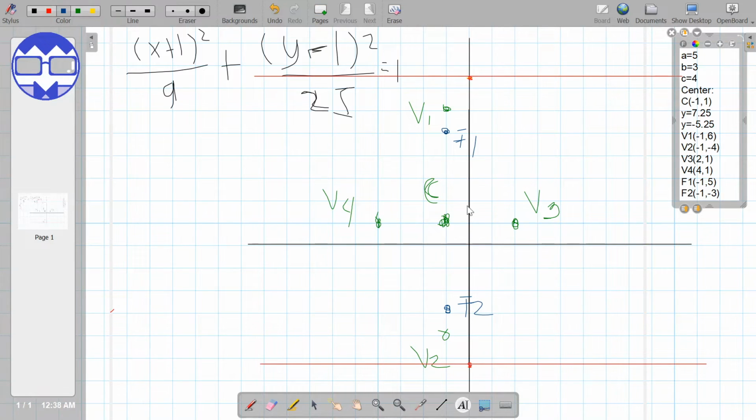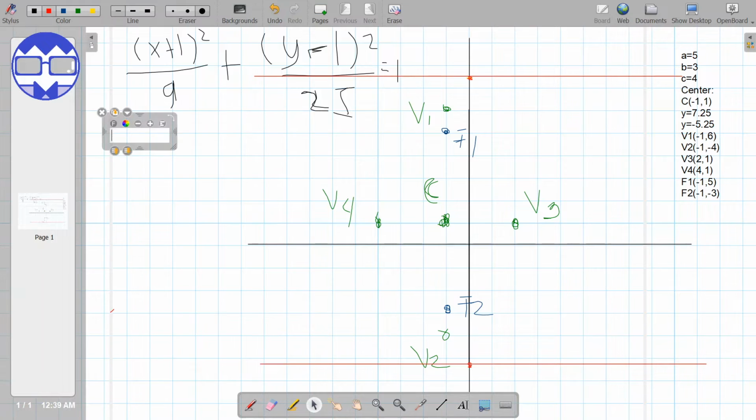So F1 is negative 1, then 1, 2, 3, 4, 5. So F1 is negative 1, 5. F2 is negative 1, then 1, 2, 3, so it's negative 3. Okay, so we can now look for the endpoints of the latera recta.